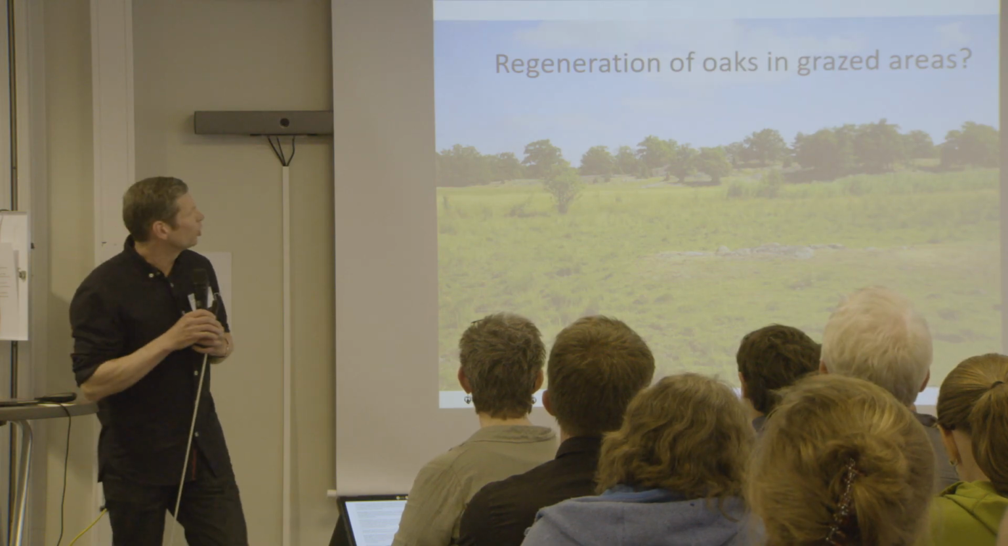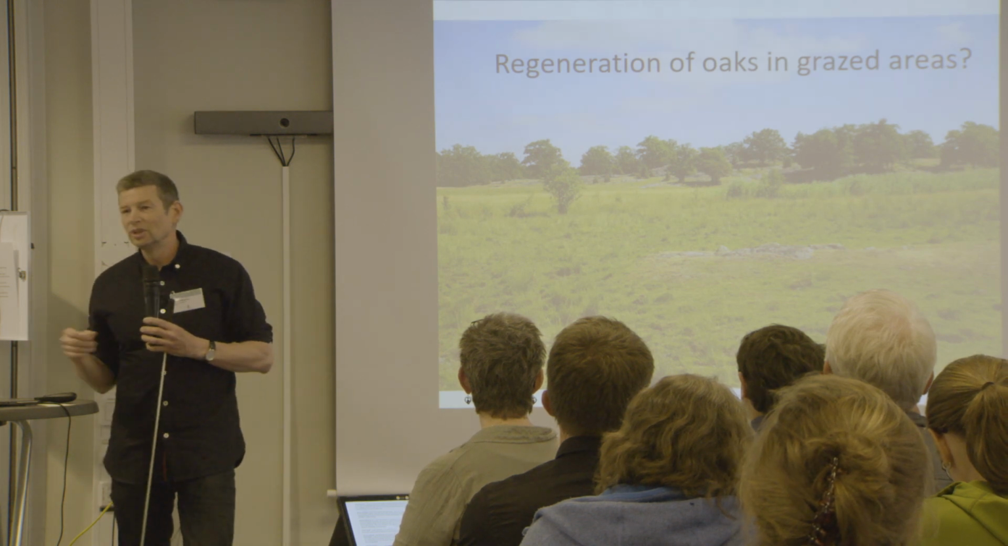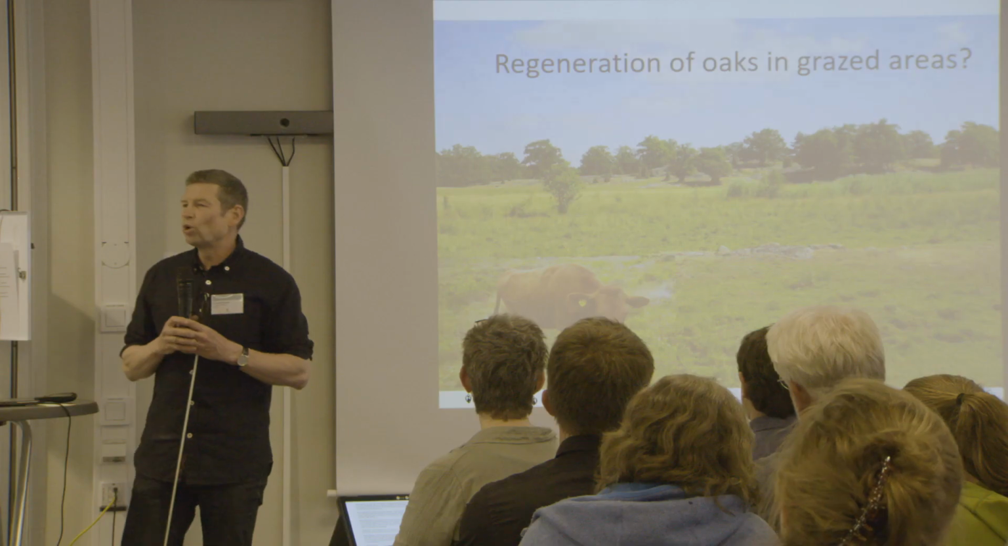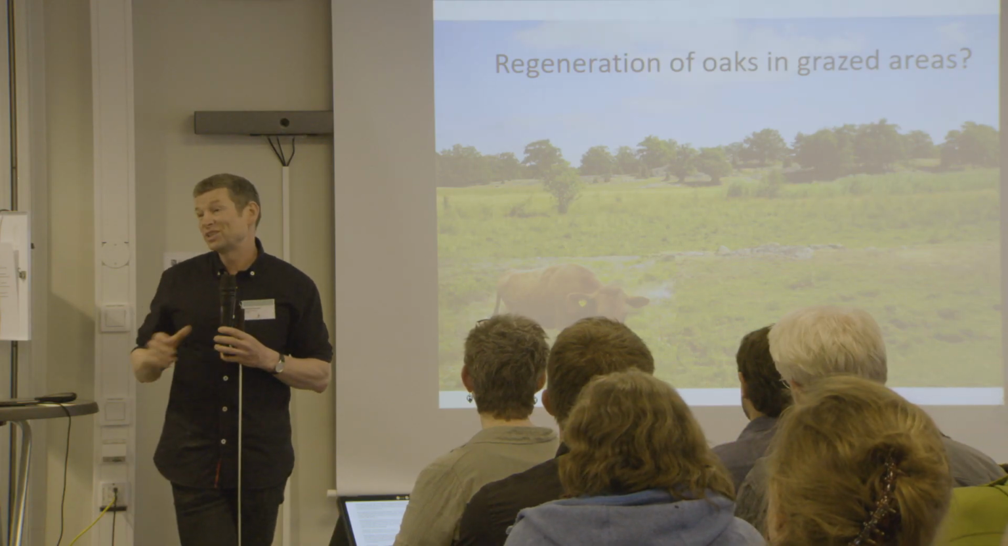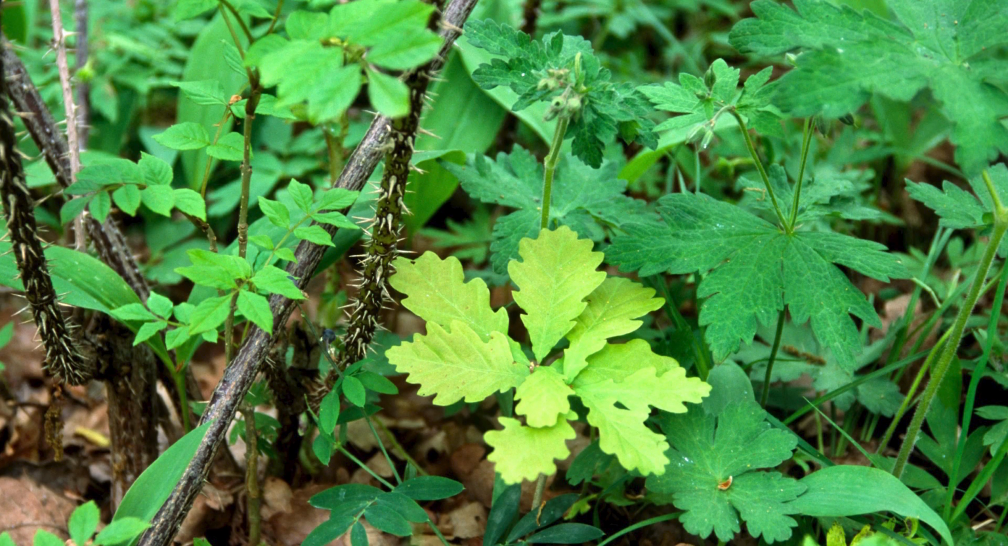And if we want old oaks, we need some regeneration of oaks also. And if we want sunny areas, we need grazing. So what happens if we add these fellows here? Then the oak seedlings need some protection. And it seems like the protection from thorny bushes is the best protection they have.